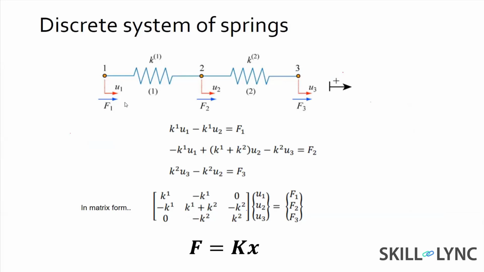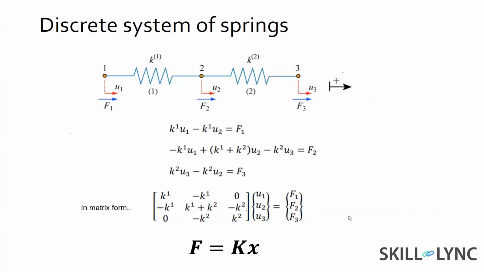So if you look here, the force F1 will be a combination of K1U1 and minus K1U2. We do the minus here because we are actually removing this effect on this spring. And we write equations like this for each one of these forces. And if you look at these 3 equations, they can be easily separated and written in matrix format like this. And once we have this matrix format, it can be simply written as F equals K into X. And if you want X, then you just invert the K.